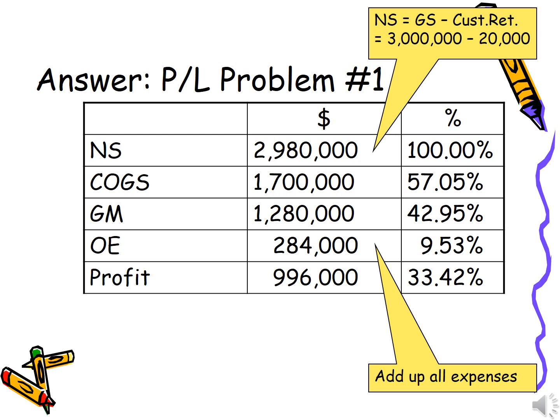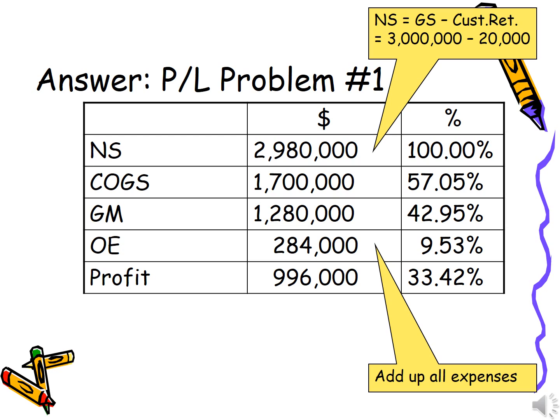And that was $284,000. Cost of goods sold was given as $1,700,000, and gross margin is calculated by subtracting cost of goods sold from net sales. Dollar profit is calculated based on gross margin minus operating expenses. And in terms of the percentage numbers, net sales is always 100%, and the rest of the percentages can be calculated by dividing the corresponding dollar amount of that component by the net sales dollar.